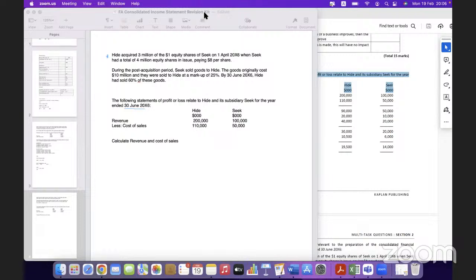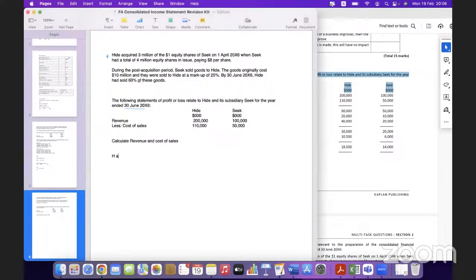Okay, done, guys. Have you set up the group structure in the first place? If you're having difficulties, look at this one. Hyde acquired 3 million shares when Seek had 4 million shares. So what happened over here? Hyde acquired 3 million out of the 4 million shares.